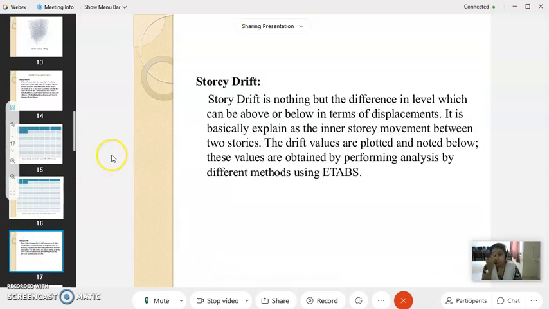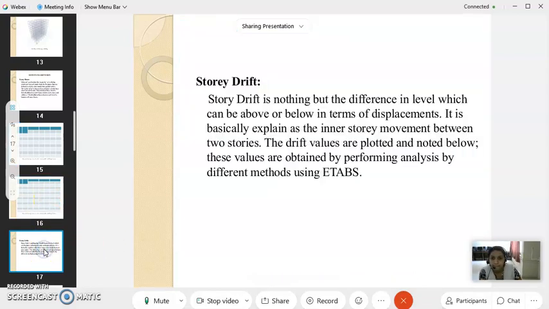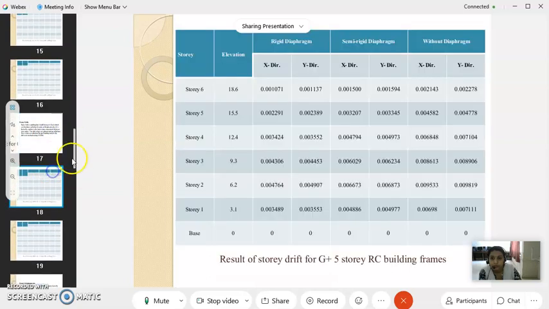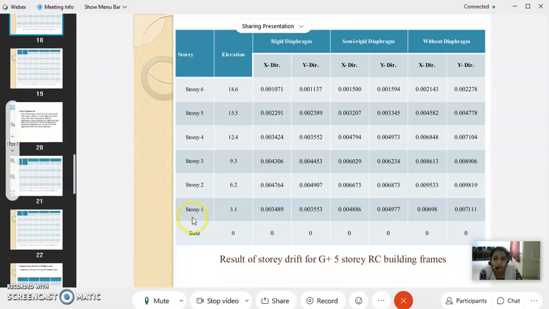Next, story drift. It is the displacement of one story with respect to the other story. This is the result of story drift for G plus 5 story. For rigid diaphragm, at story 1 it will be 0.0034, and at story 6, 0.01. At the middle, story 3, it is 0.004. It is the same for the semi-rigid diaphragm and without diaphragm.